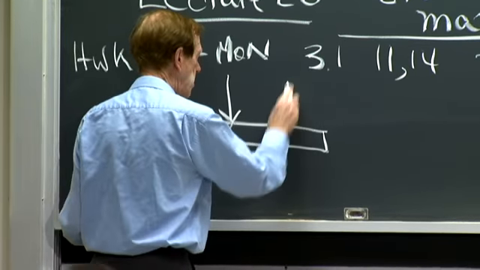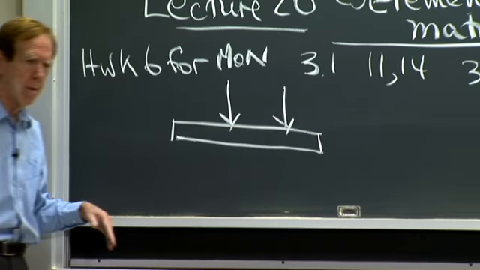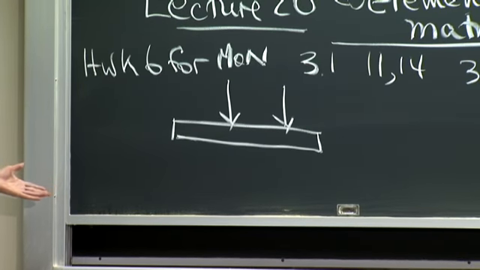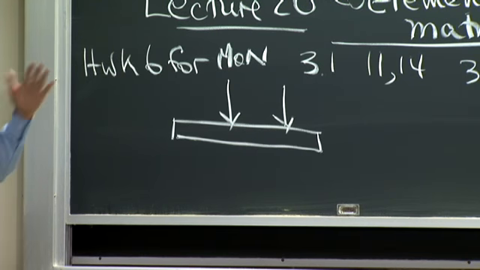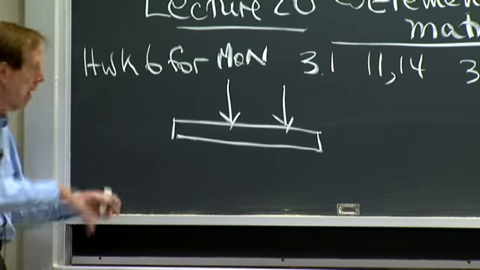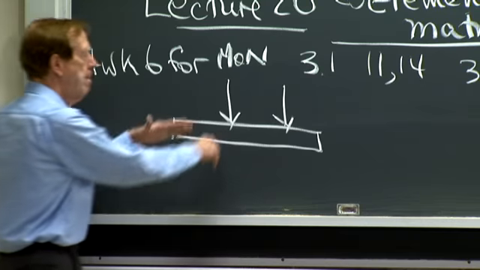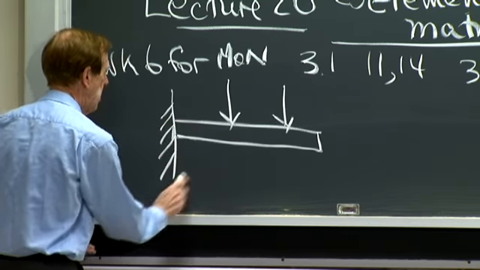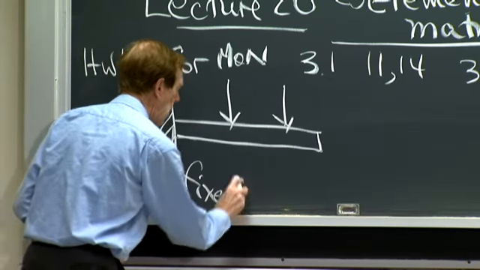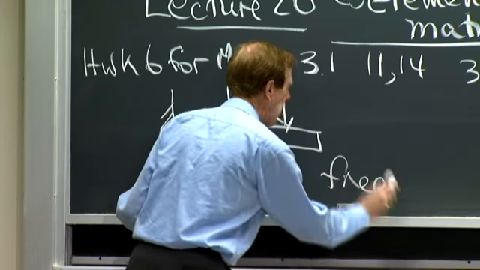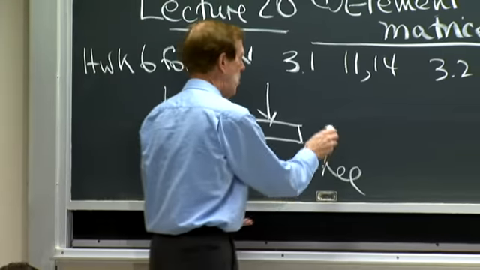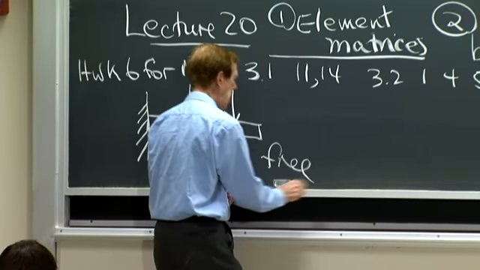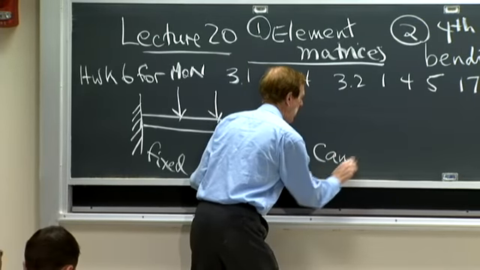Maybe 2 loads. Maybe a uniform load. Maybe the weight of the beam. But it's transverse. It's perpendicular. It's transverse to the beam. It's this way. Okay. So the beam bends. Let me do a fixed free. So this will be a fixed free beam. The word for fixed free would be cantilever beam.